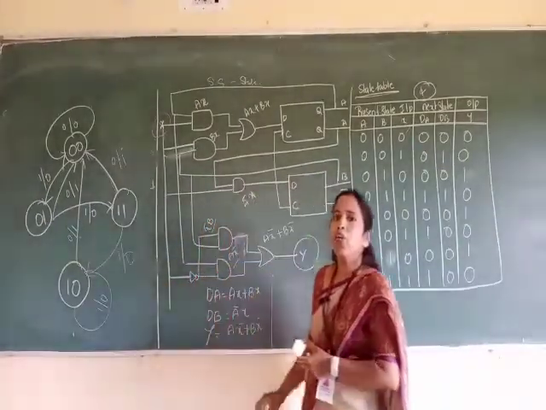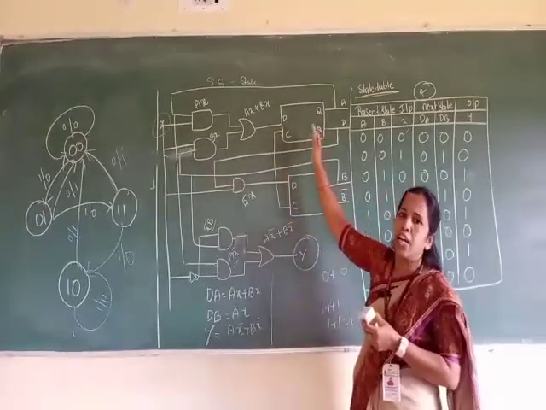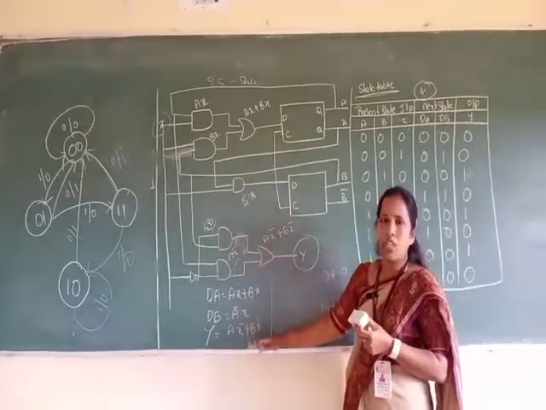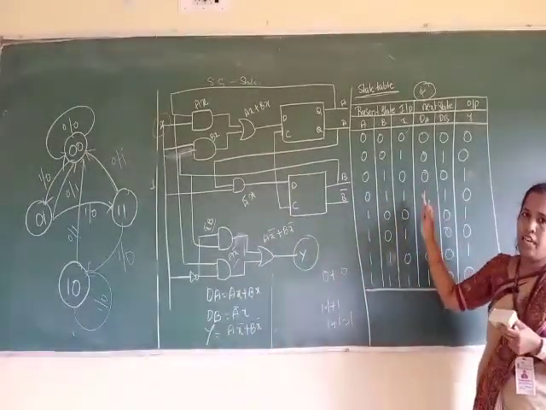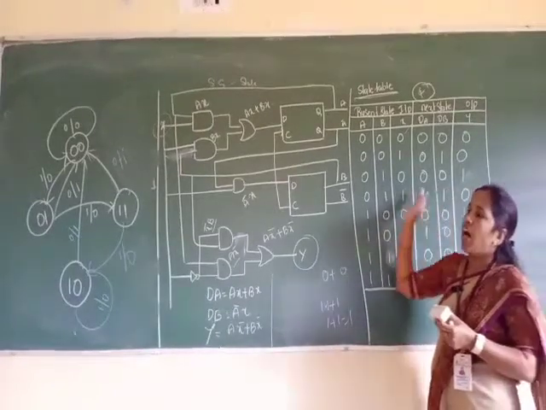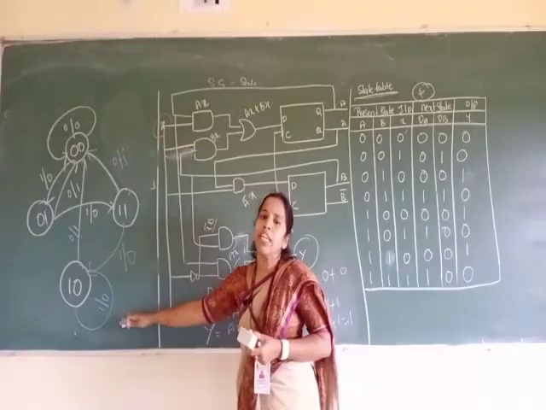Like this, you are going to convert a given sequential circuit into a state diagram. First you have to generate the logical expression. Based on this logical expression, you have to draw the state table. Using this table, you have to give the graphical representation, that is nothing but the state diagram.